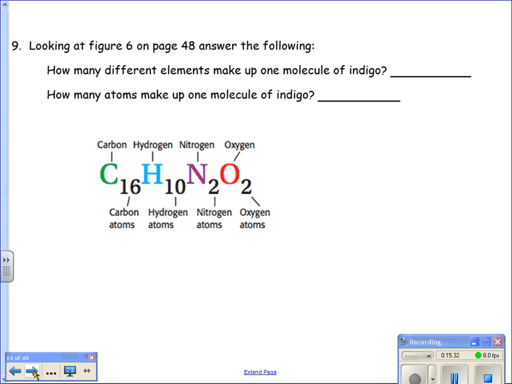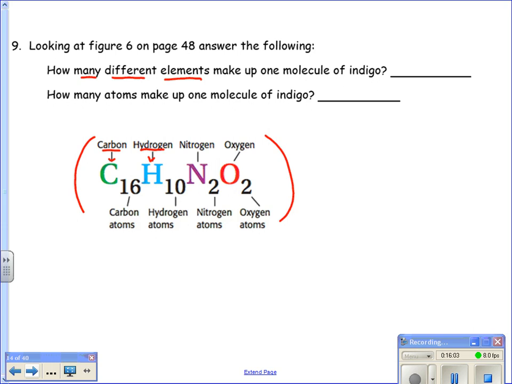Looking at figure 6 on page 48, I wanted you to answer the following. How many different elements make up one molecule of indigo? So this entire thing here is one molecule of indigo. Now, how many different elements? Well, here's carbon, because we have one capital C. We have hydrogen with one capital H.